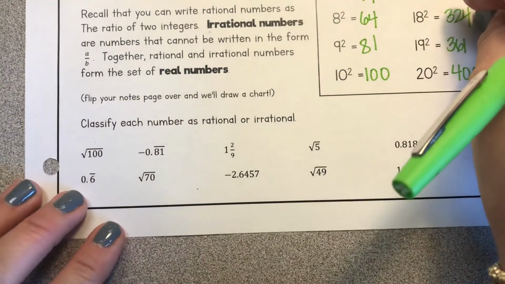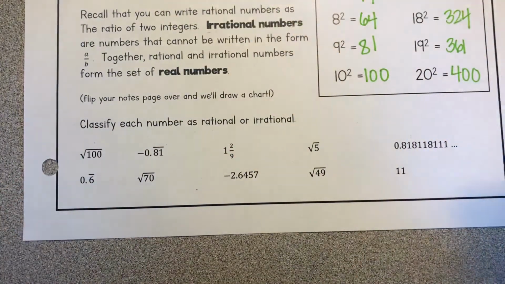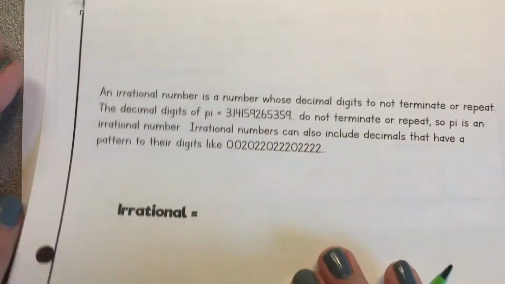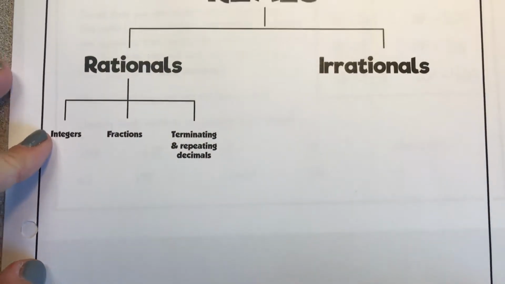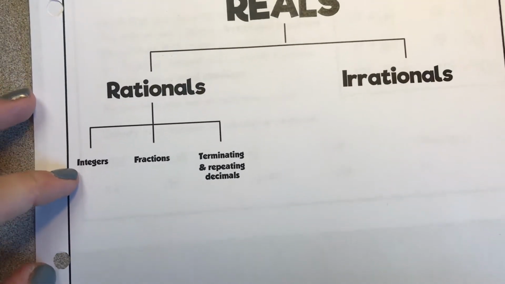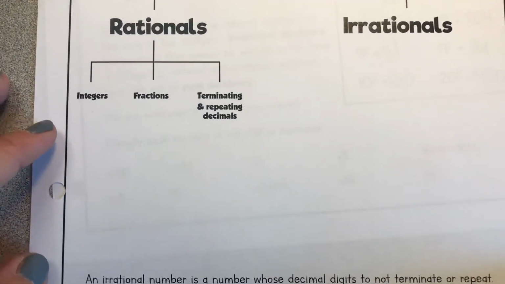And then down here it says, recall that you can write rational numbers as the ratio of two integers. Irrational numbers are numbers that cannot be written in the form A over B. Together, rational and irrational numbers form the set of real numbers. Okay, so look at your next page, and I've broken it down. Real numbers are comprised of rational and irrational.